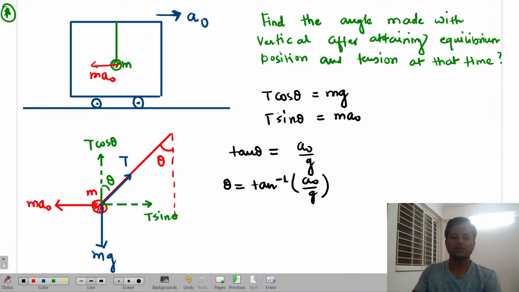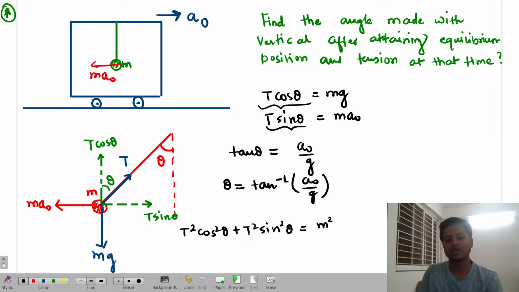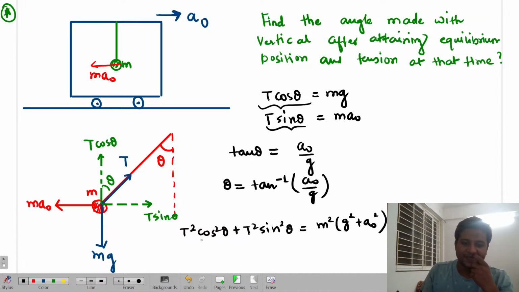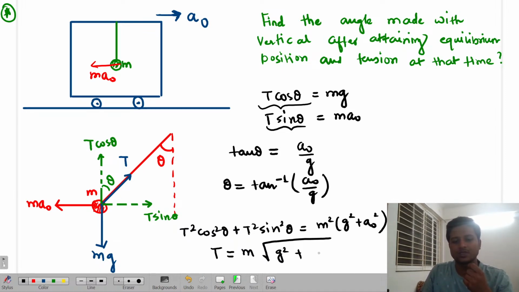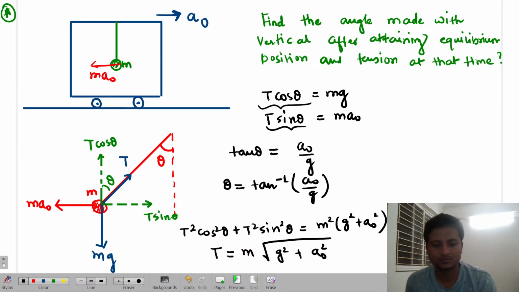Is that clear? Now I can do one more thing. I can take the square of both these and add them. So what will this become? T square cos square theta plus T square sin square theta is equal to m square g square plus a naught square. Are you able to get me or not? If I take T square common, T is equal to nothing but m root under g square plus a naught whole square. Do this to find tension. Are you able to get me?